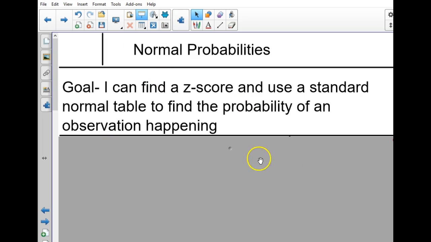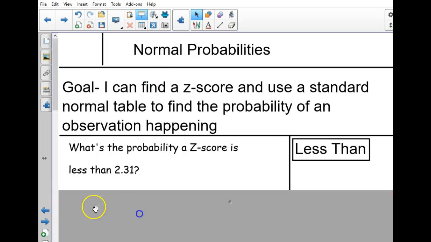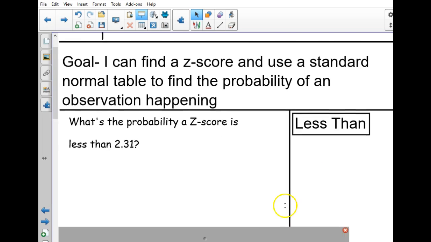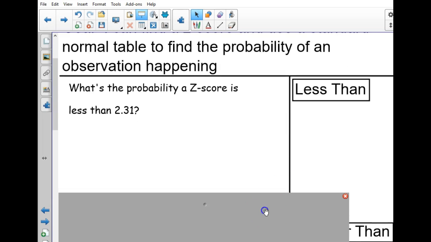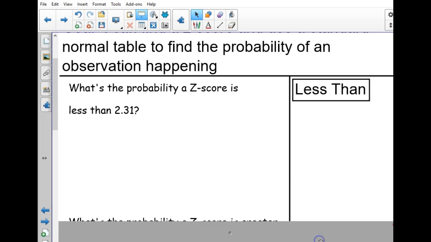The first ones are just basic. Please write down the problem. What is the probability a z-score is less than 2.31? Let me give you a friendly reminder. A z-score is the exact number of standard deviations an observation is above or below the mean.